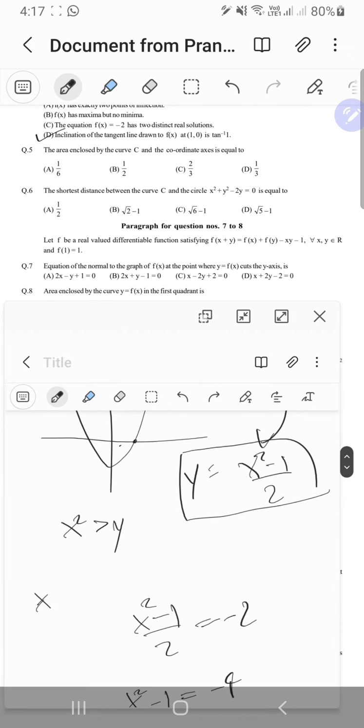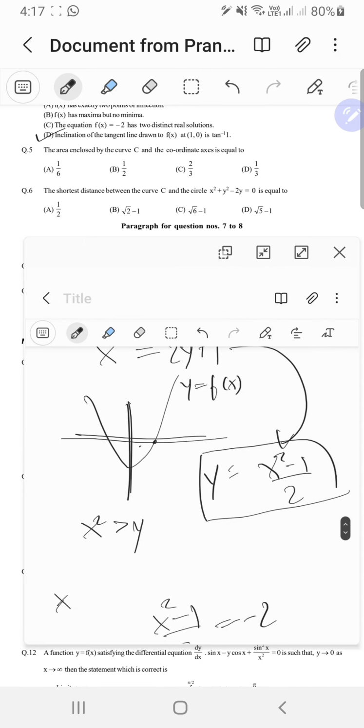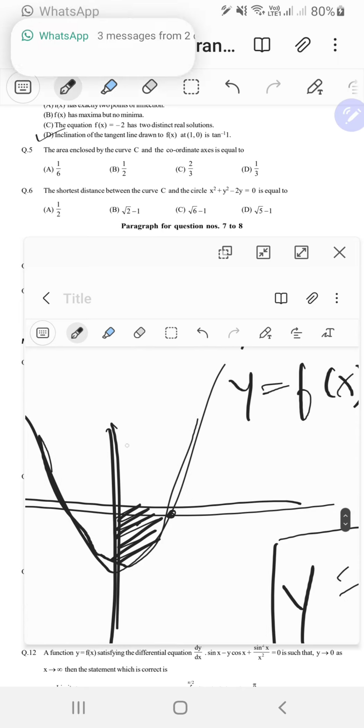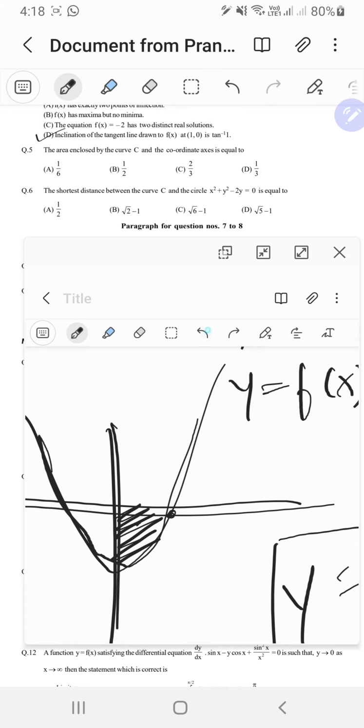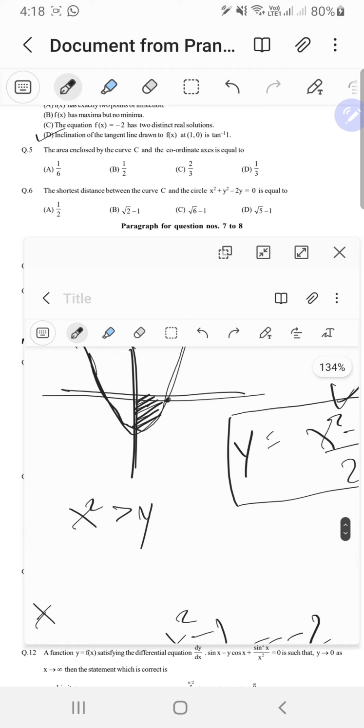The area enclosed by a curve and the coordinate axis is, so this and, right? Okay, so I think they're trying to ask what's this area, isn't it? Or are they trying to talk about this area? I don't know. Curve C and the coordinate axis, I guess it's this area.